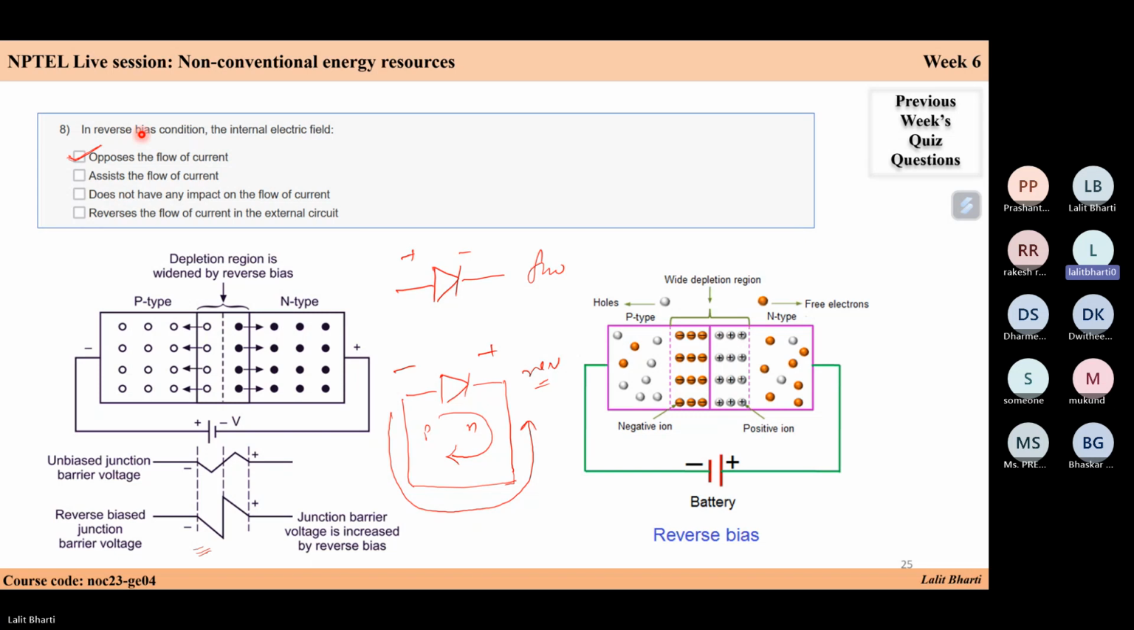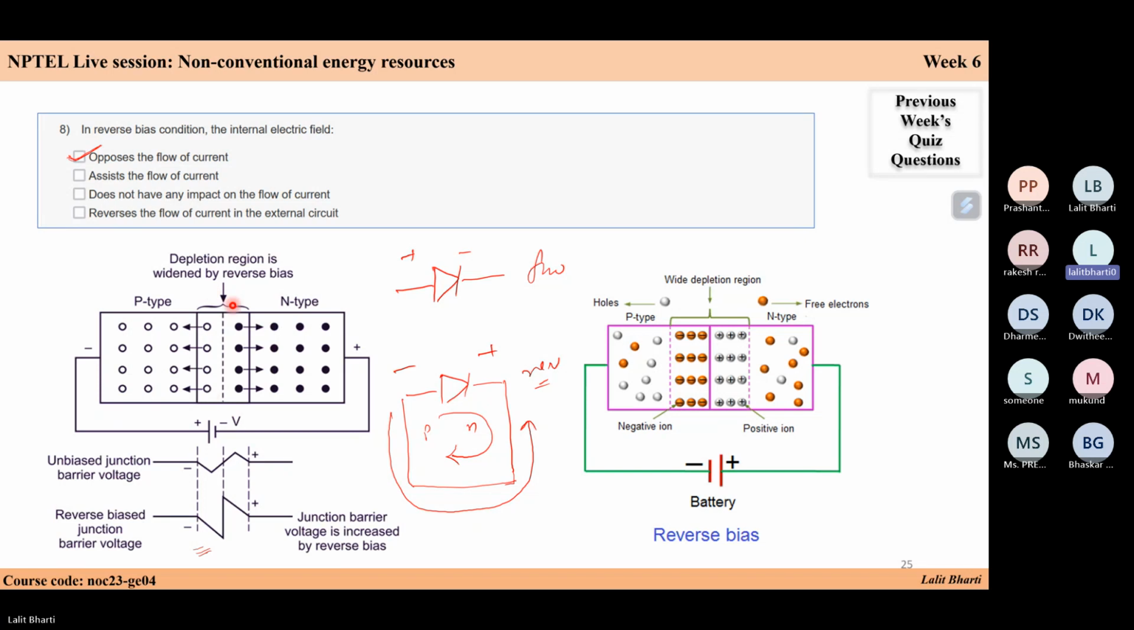Okay, this is slightly different. In reverse bias condition, the internal electric field. So for a PN junction, this PN junction is in reverse bias. Your P type is connected to your negative terminal, and N type is positive terminal.